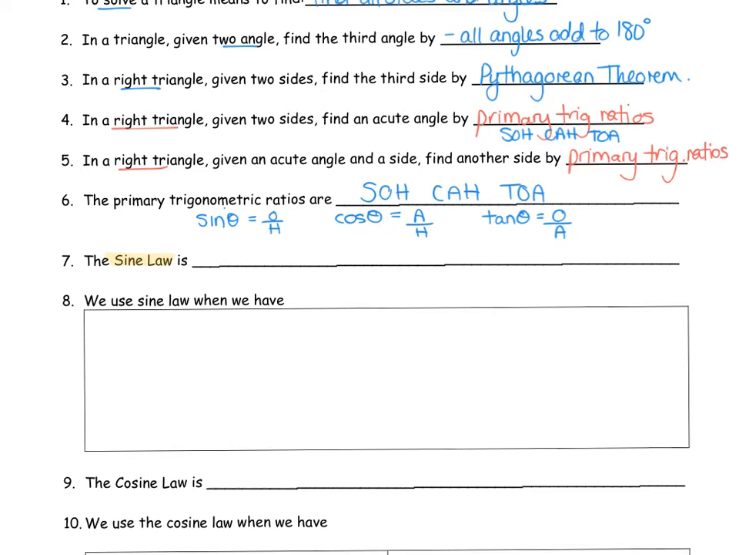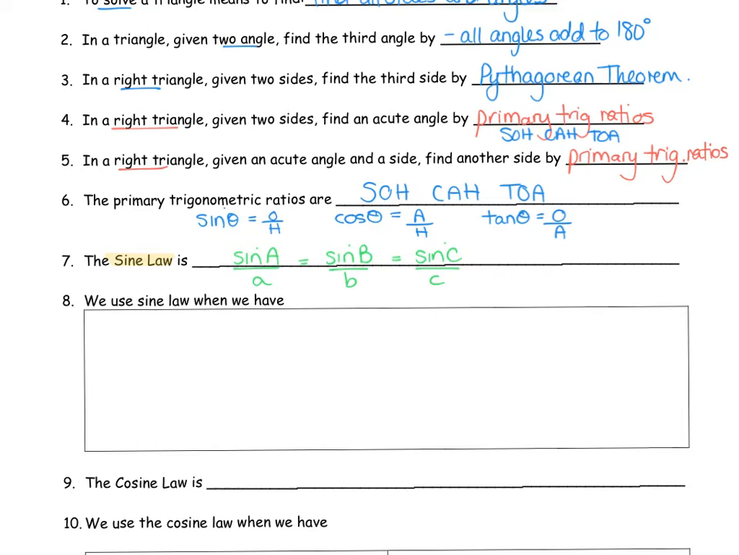Then we move from right triangles to non-right angle triangles. The first one we learned about is the sine law. We use this to find a side or an angle, depending on what we're given in a non-right angle triangle. One version of the sine law is sine of angle A over side A equals sine of angle B over side B equals sine of angle C over side C. Now, it can be the reciprocal, the flip of that. If you're solving for a side, it's just a matter of how you set it up depending on what you're solving for.